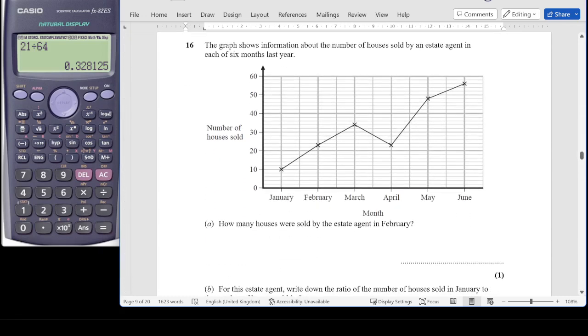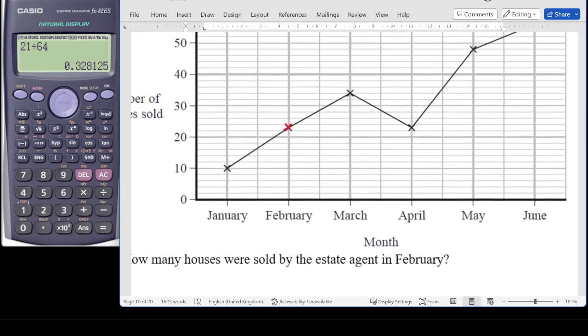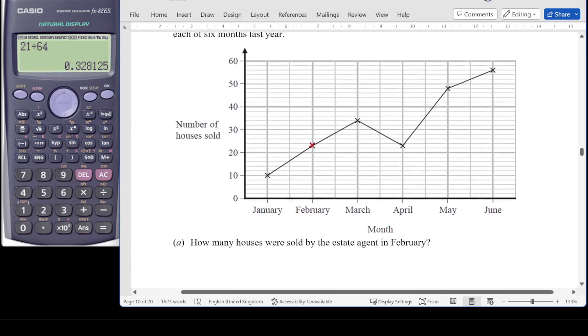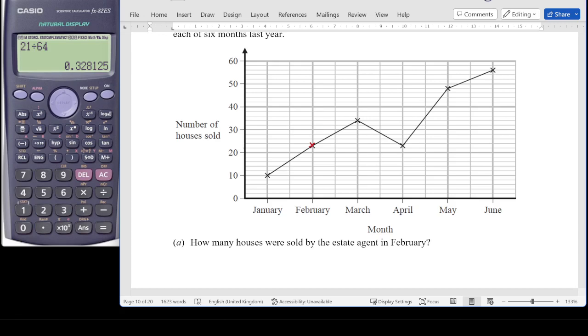Okay, and 16. The graph shows information about the number of houses sold by an estate agent in each of 6 months last year. So we've got January, February, March, April, May, June. How many houses were sold by the estate agent in February? So February, we go there. From there, we would read across. So let's just zoom in on that. That's slap bang in the middle. So if the gap between them is 10, then each square in each step is going to be worth 2. So we're looking at 23 for that one.